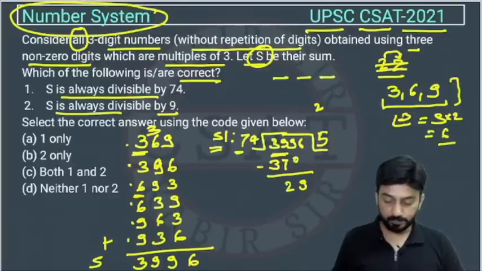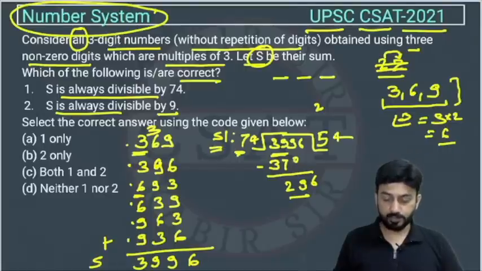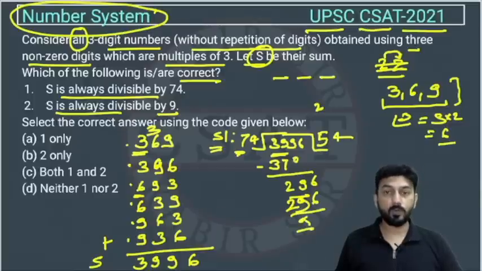You got it? Now we will put 6 here. Now 296. How many times will this go? 7 4s are 28, and 4 4s are 16, 28 plus 29 is 296. So the remainder is 0. When the remainder is 0, it means it is divisible by that number. So this statement is right.